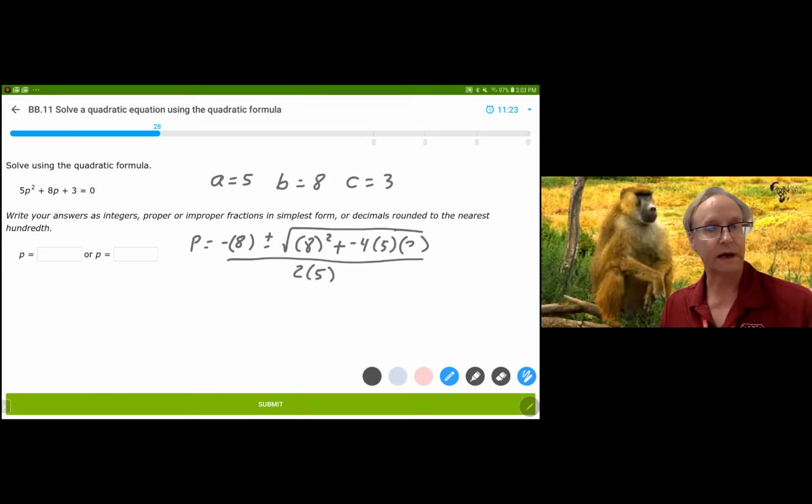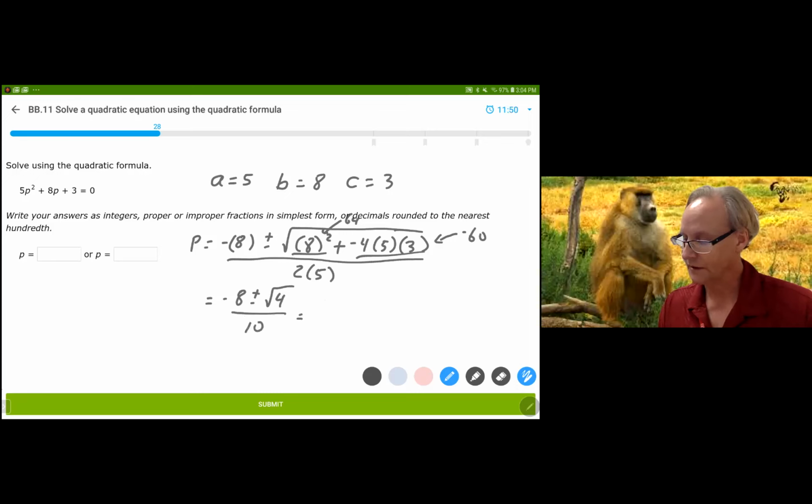And we simplify this guy. And it looks like we're looking at negative 60 here. And we have a positive 64 right there. So we end up with a 4 under our radical. So negative 8 plus or minus, I'll go ahead and leave it as the square root of 4. It's just 64 minus 60. And it's all over 10.